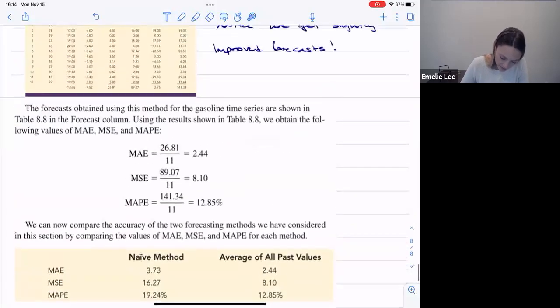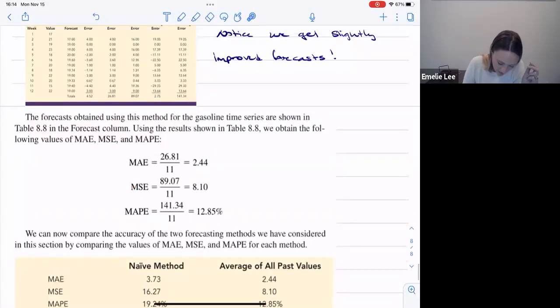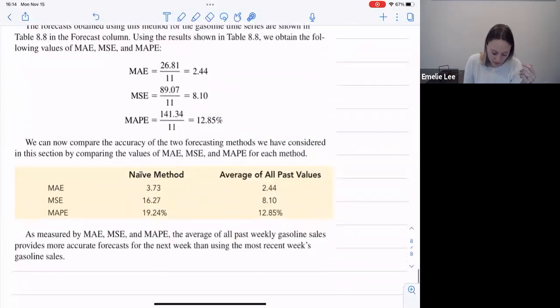So we can calculate the MAD, the MSE, or the MAPE using these summations that we have here. And we can map these values, right? 26.81 divided by 11 is 2.44. And if we do a little comparison here, because we're talking about the same units, we can compare the forecasting methods because we're talking about the same data, right?